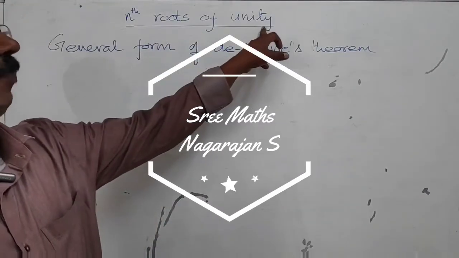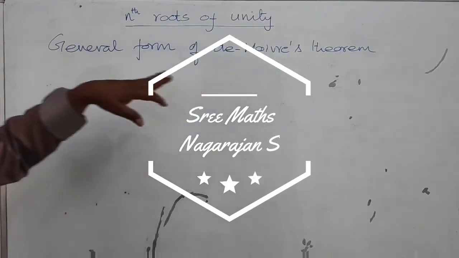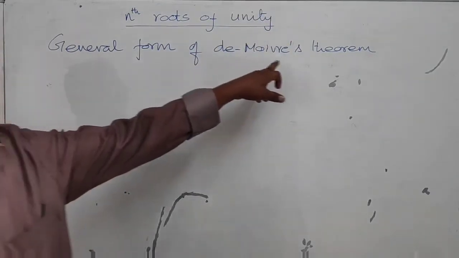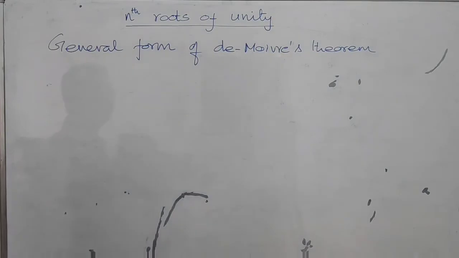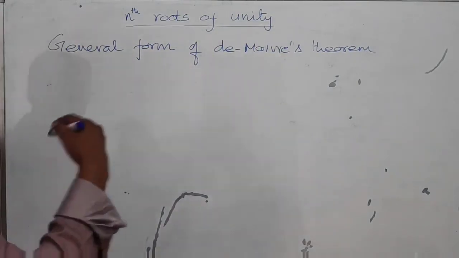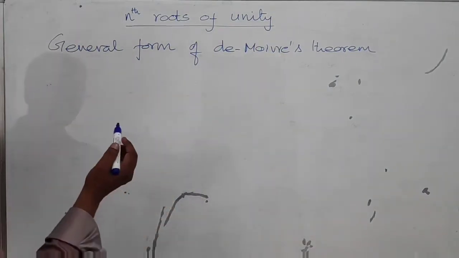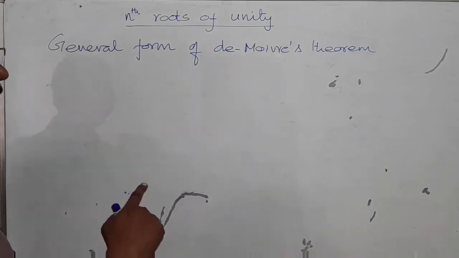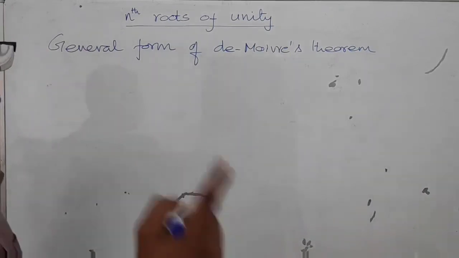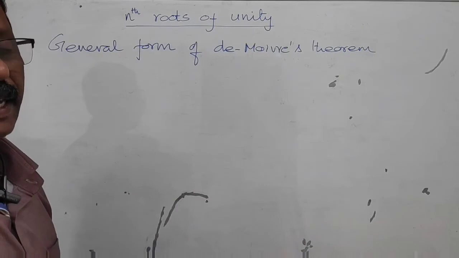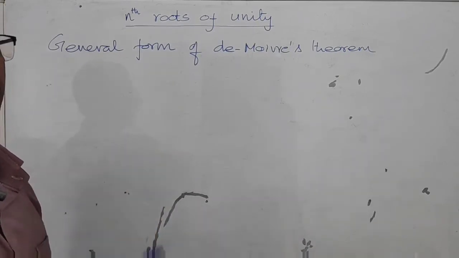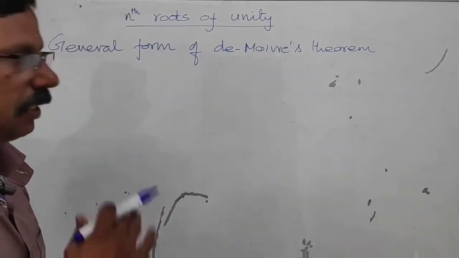Friends, today let us see the nth roots of unity. Before seeing this, we will see the general form of De Moivre's theorem. Already we have written, if n is an integer, (cos theta plus i sin theta) whole power n is equal to cos n theta plus i sin n theta. There we are taking n as an integer.